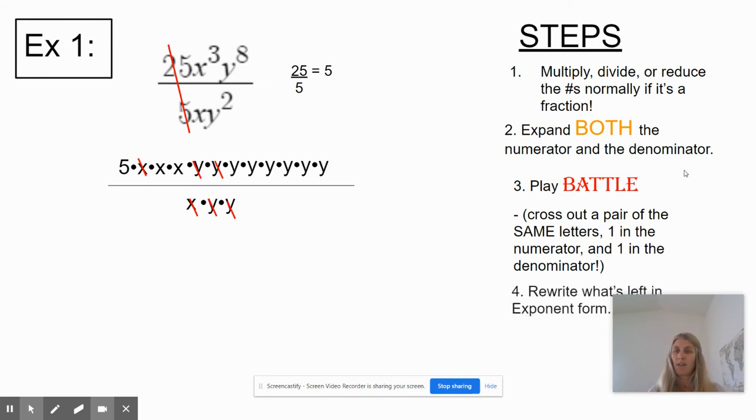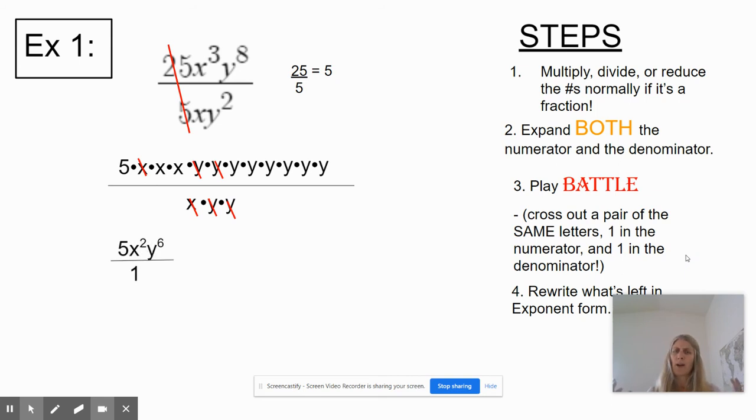Okay, now we're going to go ahead and finish up, and we're going to rewrite what's left in our equation in exponent form. So up top, I have a 5 times x times x, which is going to be 5x squared. And I count my number of y's. I have 6 y's left, so that's going to be y to the 6th power. So 5x squared, y to the 6th.